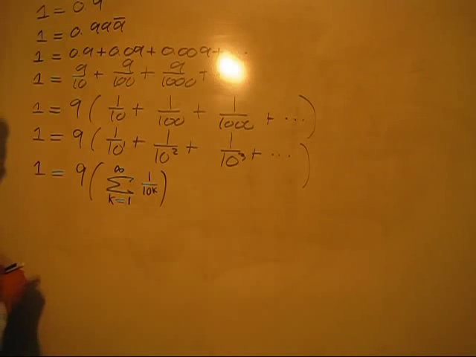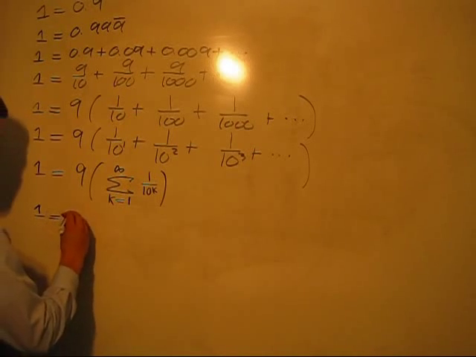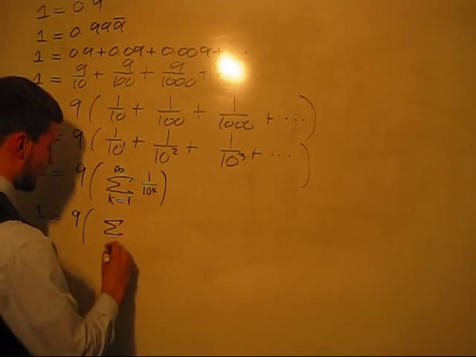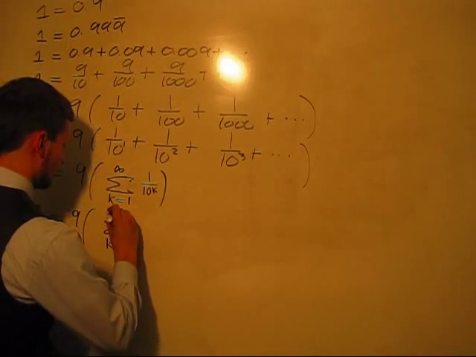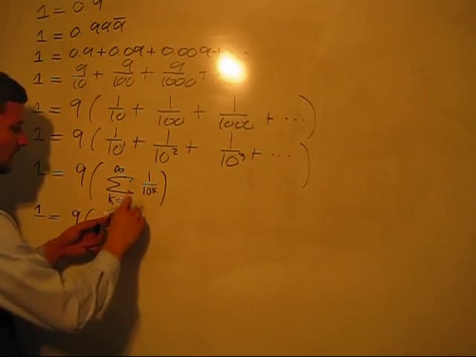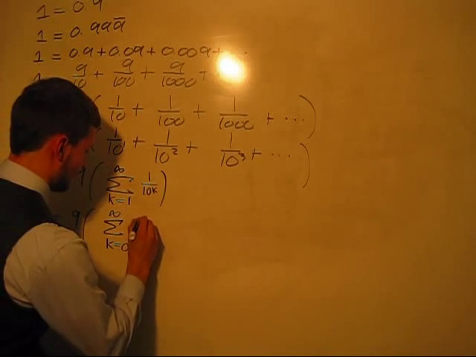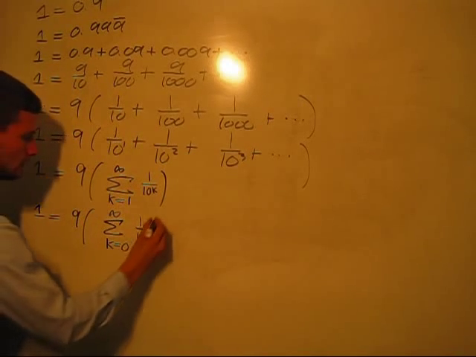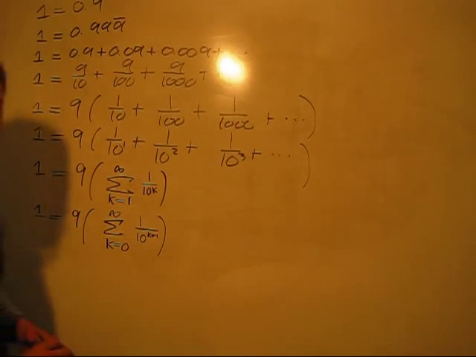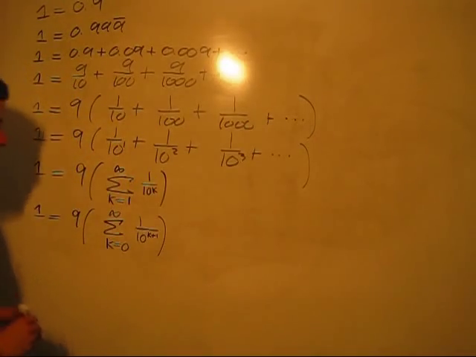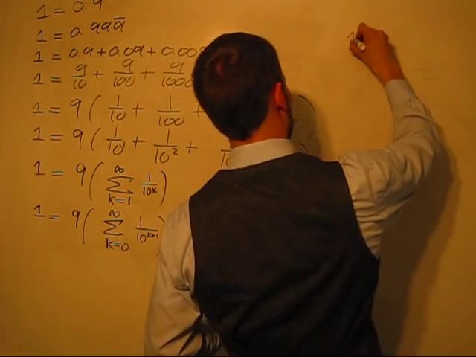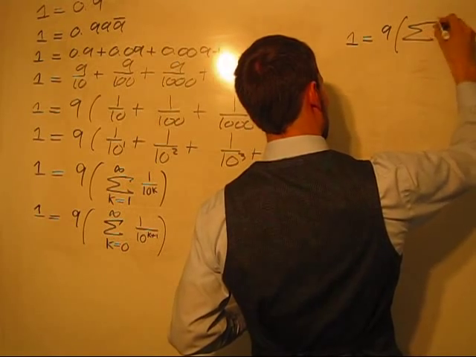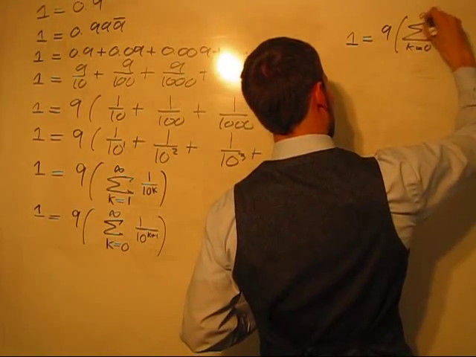So in doing that, we see that 1 is now equal to 9 times the summation. We're going to reduce the index by 1, so we have k equal to 0 to infinity. Since we've reduced that by 1, we must add 1 in turn to the exponent, so that's 1 over 10 to the k plus 1 power. I'm running out of board space, so I'm going to continue over here. So now we have that 1 is equal to 9 times the summation k equals 0 to infinity.